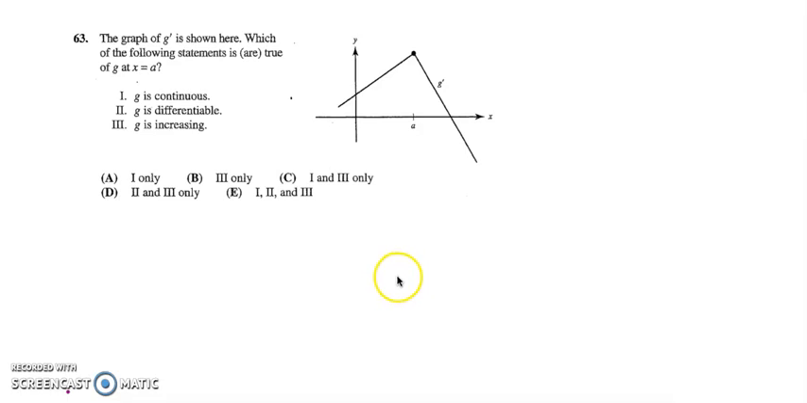Alrighty, here are the last few multiple choice problems, 63 through the end of the packet. So here you're given g prime, and you're asked what is following about g. So they're asking you about the function given the derivative. So the first one is g is continuous.